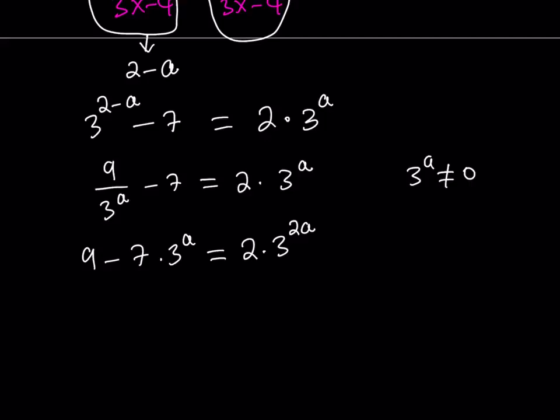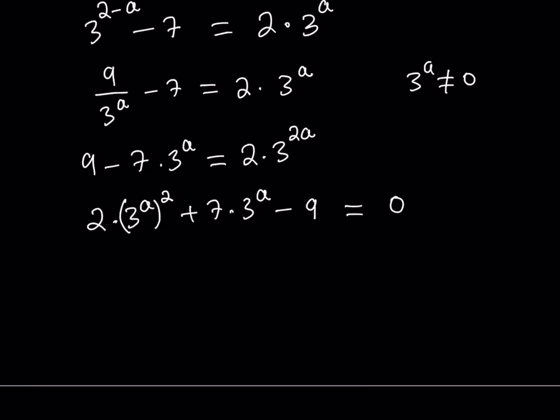Nice. Now, what does this mean? This means that you have the following. 2 times 3 to the power a, and I can write it as 3 to the power a squared, can't I? Add the 7 times 3 to the power a, and then I have to subtract the 9 because I'm getting everything on the right-hand side, correct? Okay, and this should all equal 0. Nice. Now, what does this look like?